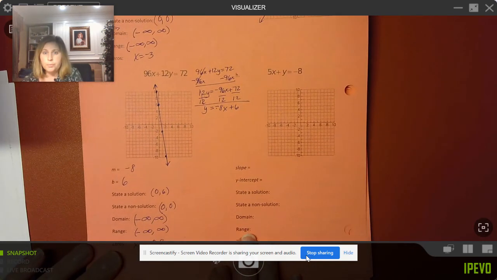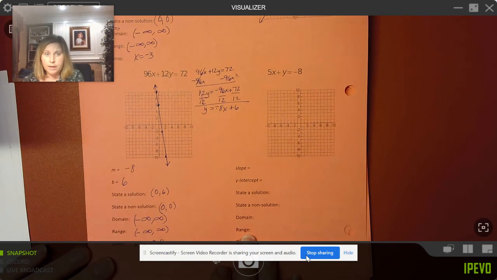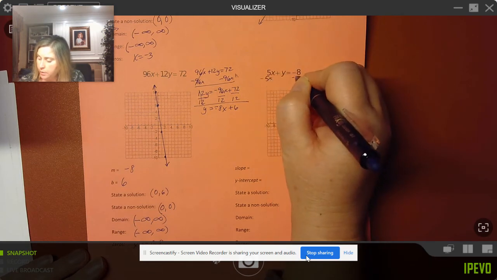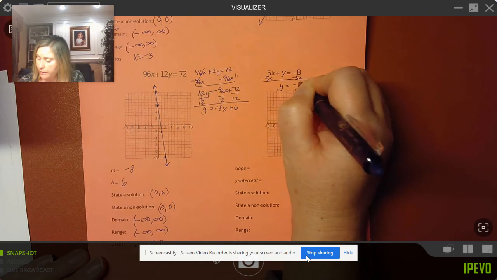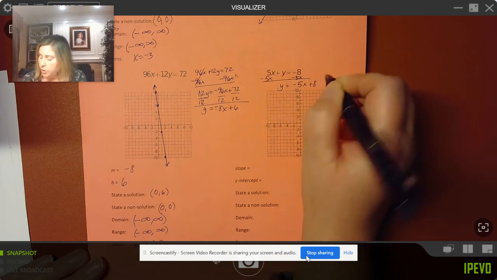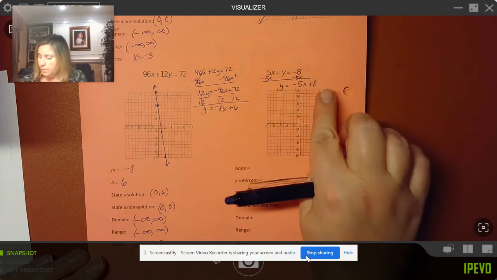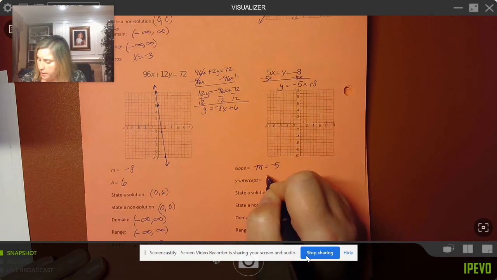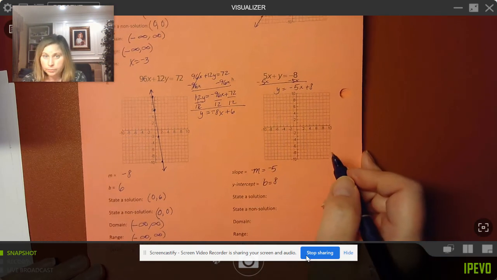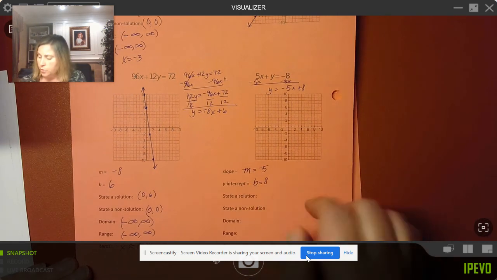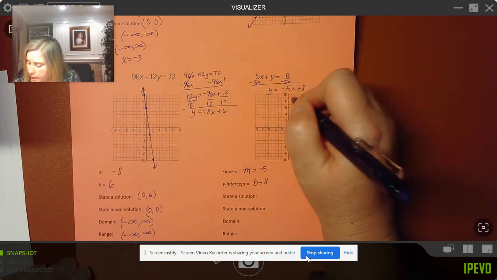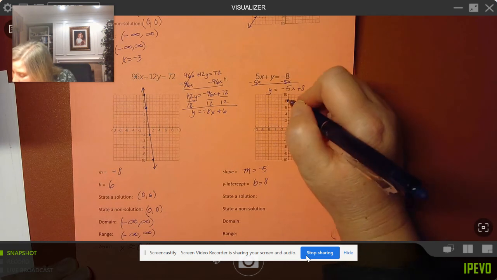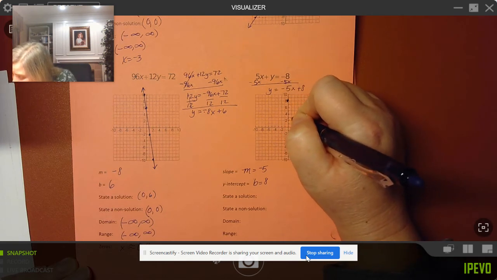And then our last example, we have 5x plus y equals negative 8. So we want to put that in slope-intercept form. We'll subtract 5x from each side. This gives us y equals negative 5x minus 8. So our slope is negative 5 and our y-intercept is negative 8. So m equals negative 5, b equals negative 8. So then we'll start off with our y-intercept. So here's our y-axis. Our line goes through the y-axis at negative 8. And our line has a slope of negative 5. So I'll go down 5, right 1.